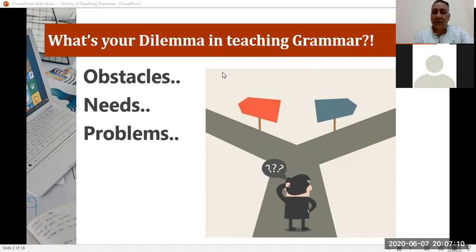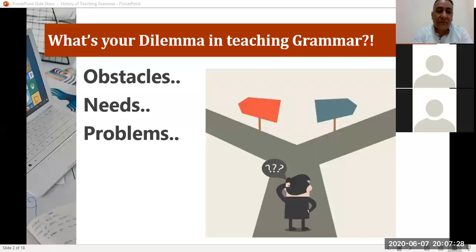What's your dilemma in teaching grammar? What's the meaning? Obstacles, needs, problems. Yes, thank you. Dilemma is something like the difficulties, the hardships of something. So during my teaching of grammar in the classroom, I may encounter some obstacles. I have some needs to do my job. I may have some problems that face me while I'm teaching grammar. So I'll start with my reflection on that.